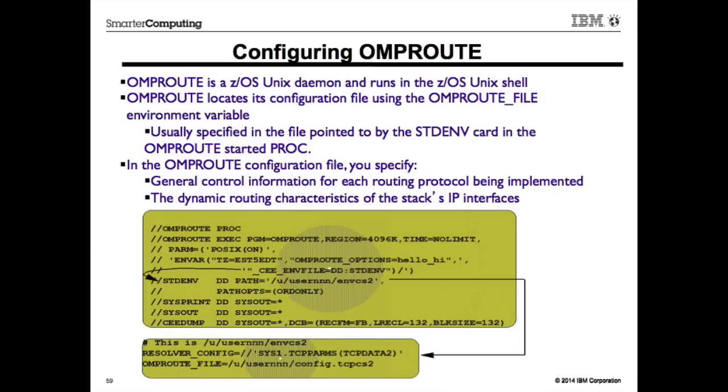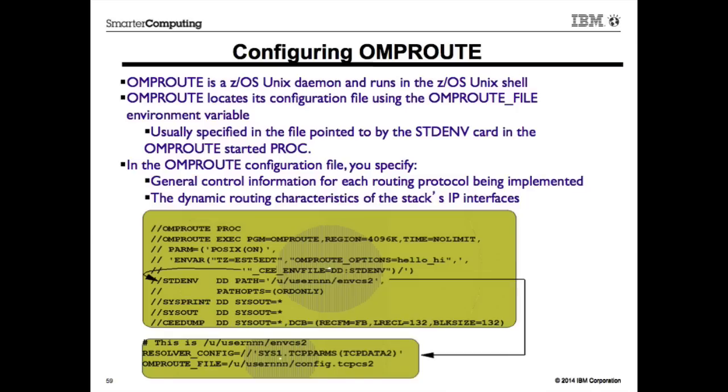So here's an example where you have an OMPROUTE started proc. The STDENV card points to a file in the z/OS Unix file system, and that file contains the OMPROUTE_FILE environment variable, so that's how OMPROUTE finds its config file. Yes, it is a little bit roundabout. It's not as convenient as looking at the TCP/IP profile. You have to open an extra file. We ported a Unix application, so that's how that works.